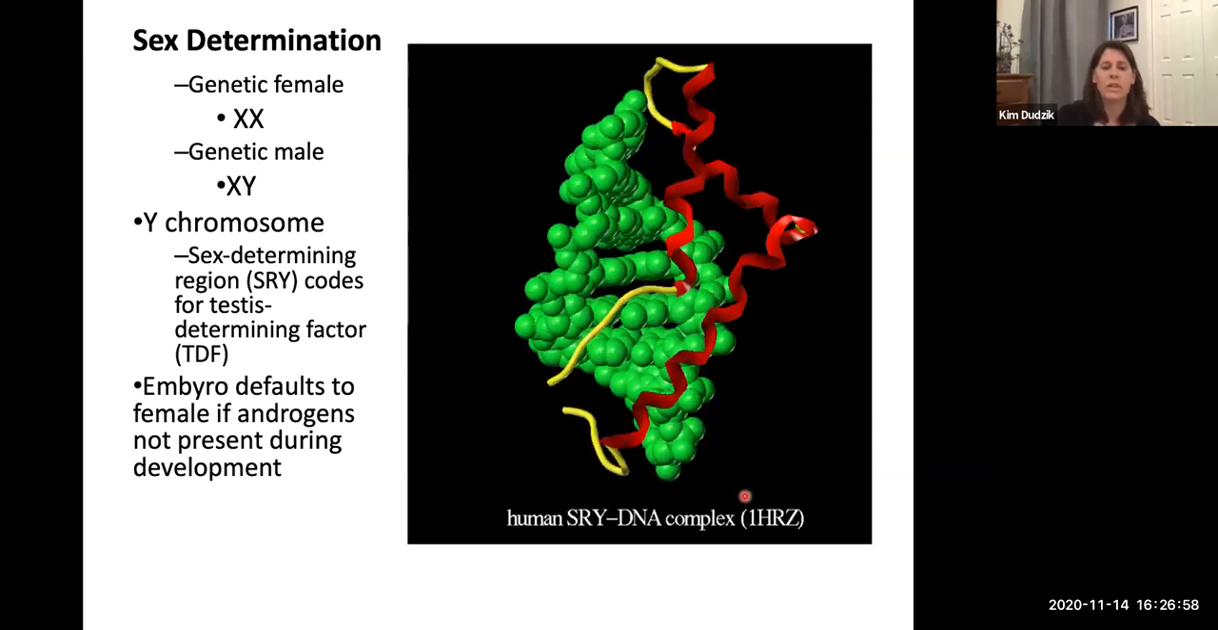And I just found this picture. I thought it was interesting. This is the human sex determining region of the DNA. You can see the green. This is the DNA, the helix, and this is the actual region where that is.